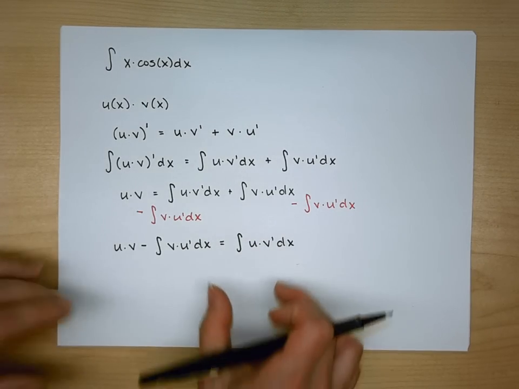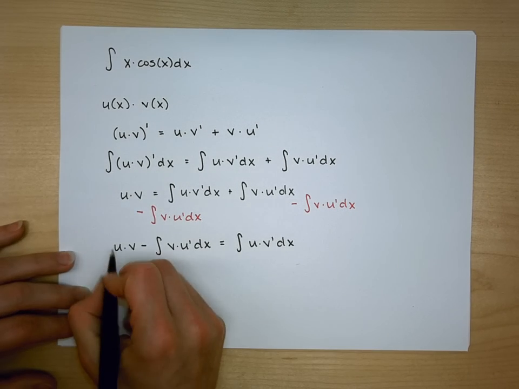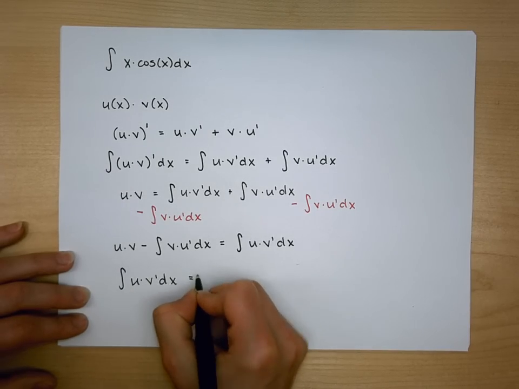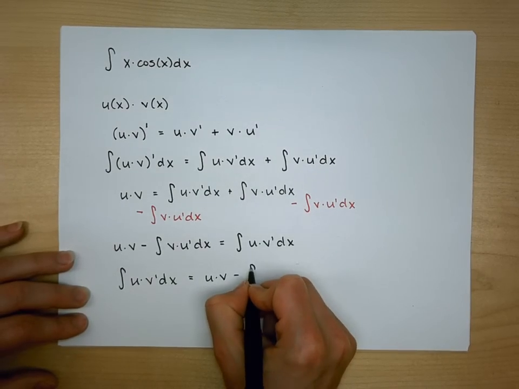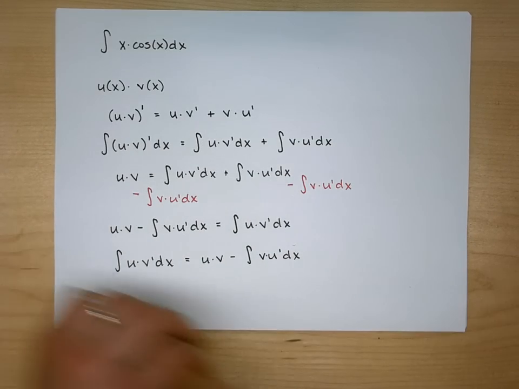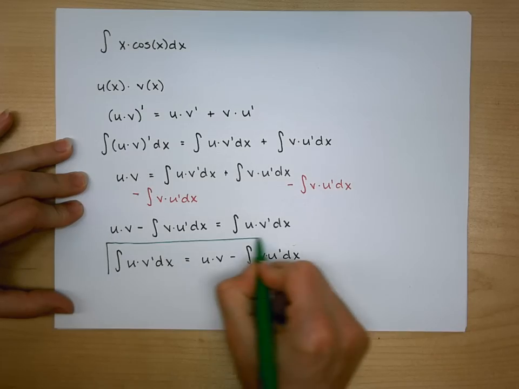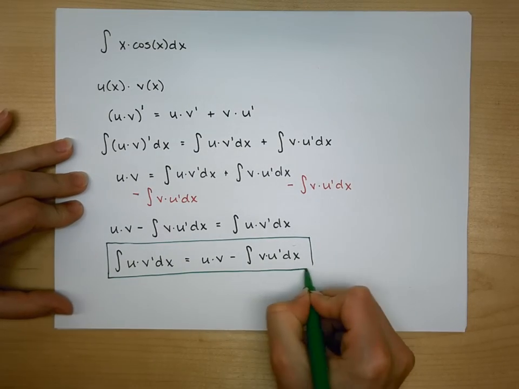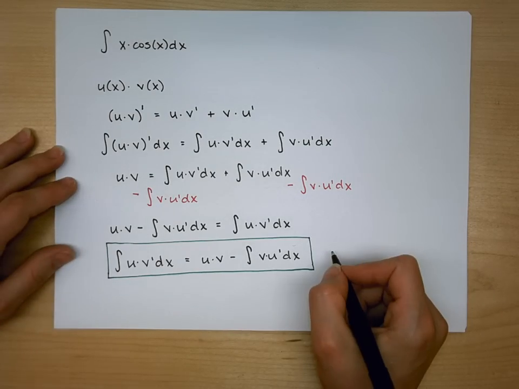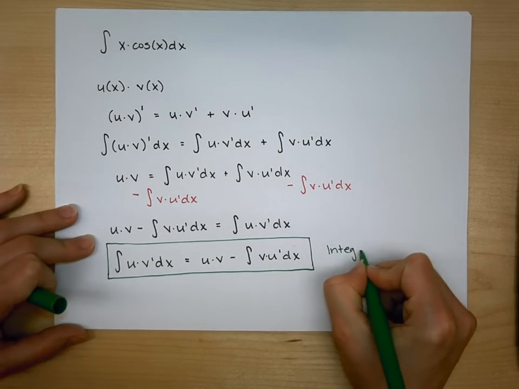I'm just going to rewrite this because what I started out with looks like this, so I'm going to rearrange it so it's on the left instead. So I have the integral of u v prime equals u v minus the integral of v u prime dx. Now this might not look like much, but it's going to be a really great tool for us when we're trying to find an integral of something where the product rule was used to take the derivative in the first place. This is called integration by parts.